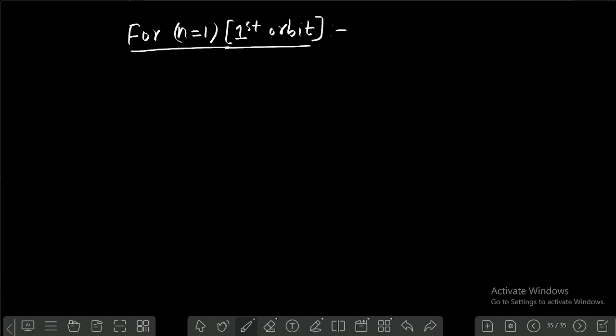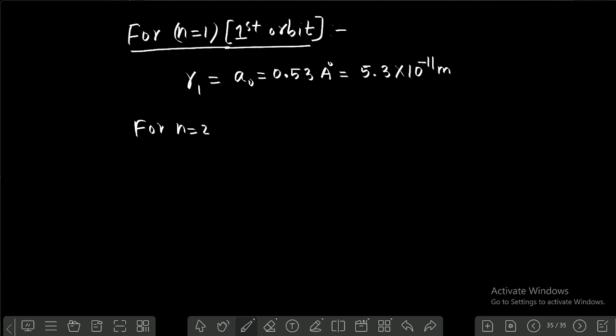Now next, listen. For n equal to 1, n equal to 1 means the first orbit. Then your R1 will be a naught. This is 0.53 angstrom or 5.3 times 10 to the power minus 11 meter.